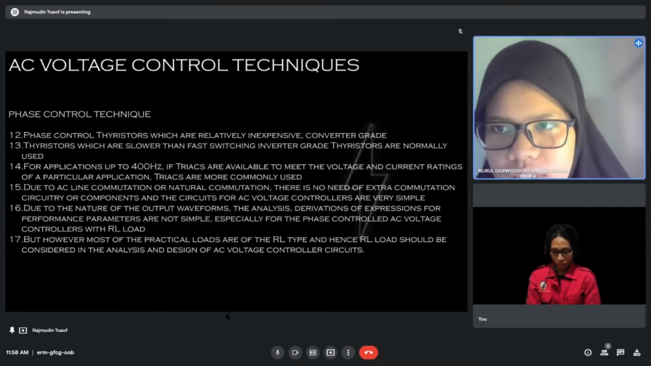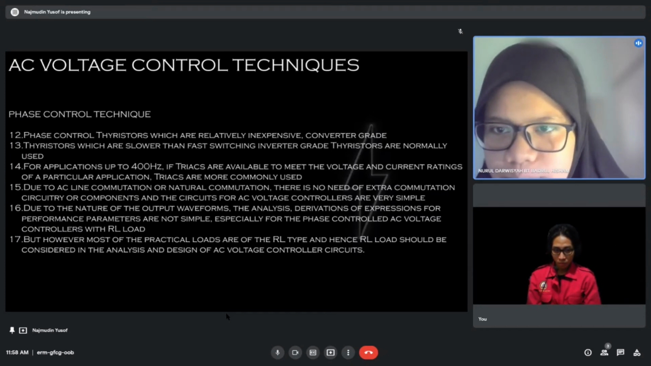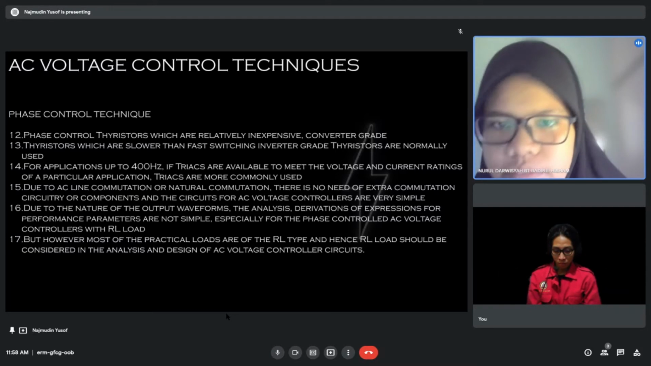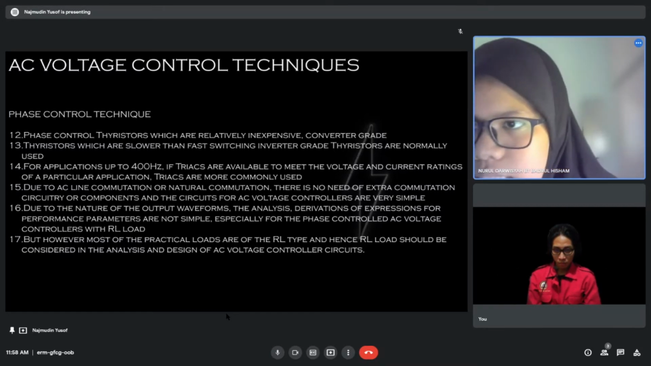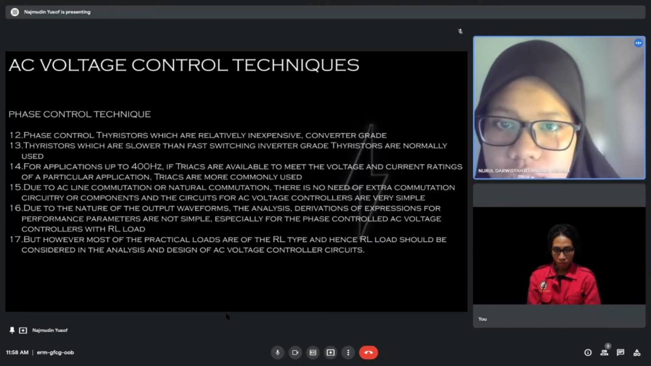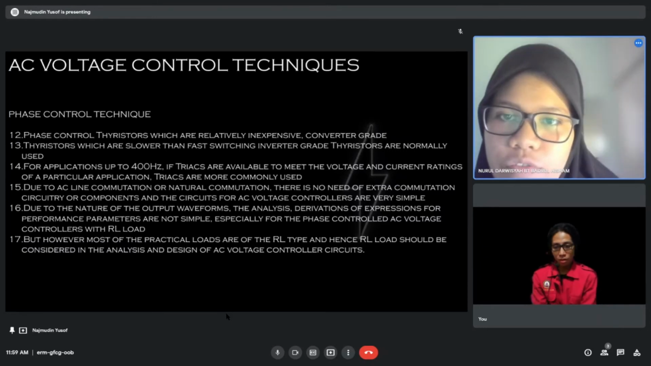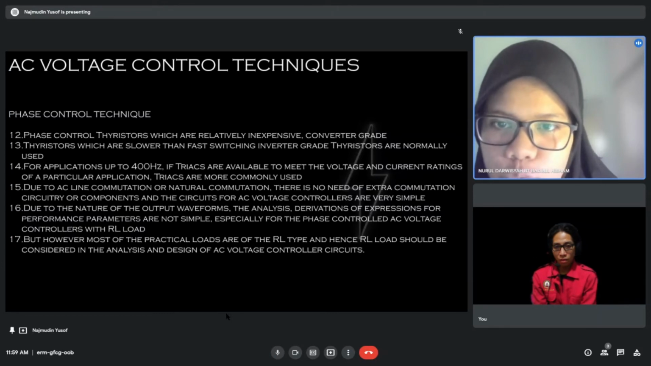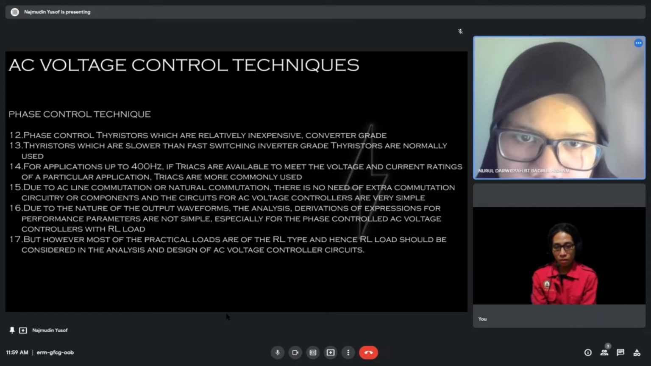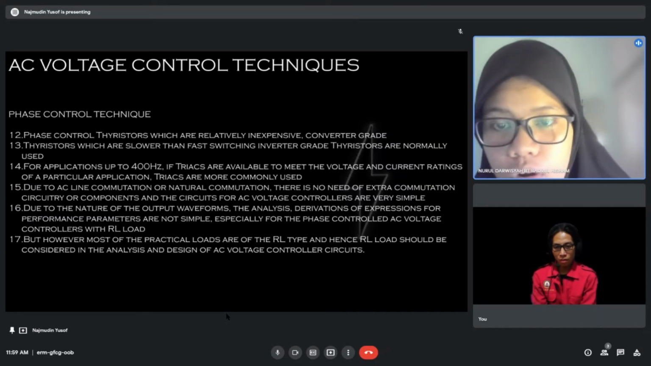Phase control transistors, which are relatively inexpensive converter grade. 13. Transistors which are slower than fast switching inverter grade transistors are normally used. For applications up to 400 Hz, if triacs are available to meet the voltage and current rating of the particular application, they are more commonly used.